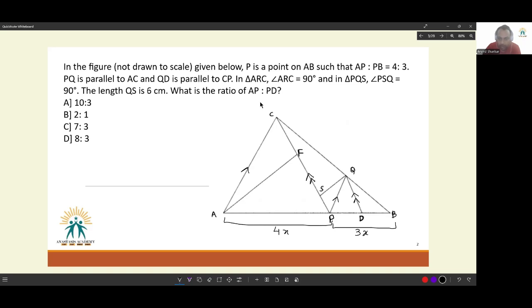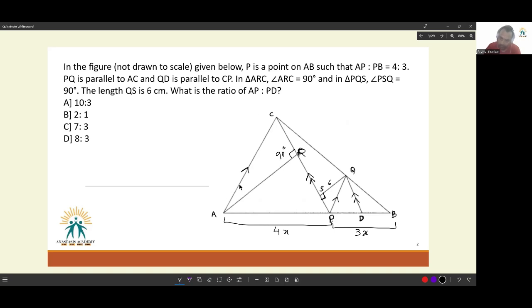In triangle ARC, I think this P should be R. Angle ARC is 90 degrees. And in triangle PQS, angle PSQ is also 90 degrees. Length of QS is 6. What is the ratio of AP is to PD?